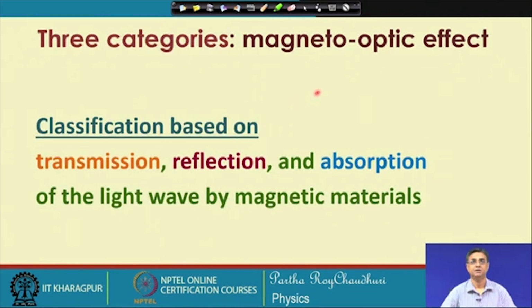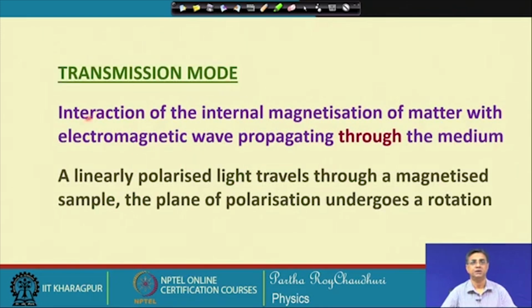So, the classification of this magneto-optic effect is based on transmission, reflection and absorption. Under these headings we will discuss this. First we will take up the transmission mode, the interaction of internal magnetization of matter with the electromagnetic wave propagating through the medium. That is, when the electromagnetic wave is propagating through the medium, how these optical properties are altered.